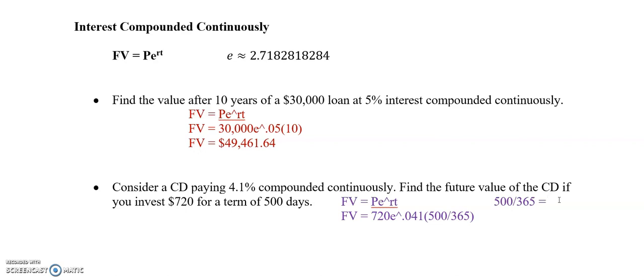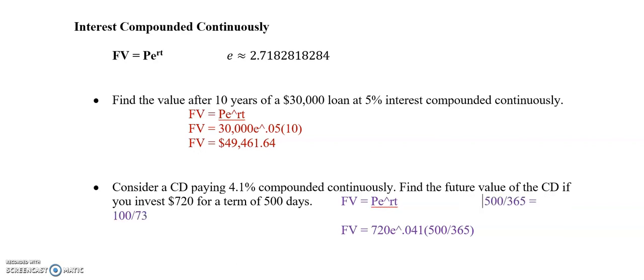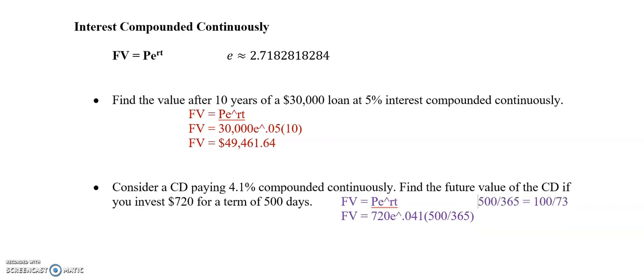And so it's really just a preference for you. Do you want to plug it in as 100 over 73, or do you want to leave it as 500 over 365? And either way, you're going to get the same answer. You just have to choose one or the other. So once we put that into our calculator, we get a future value of $761.60.